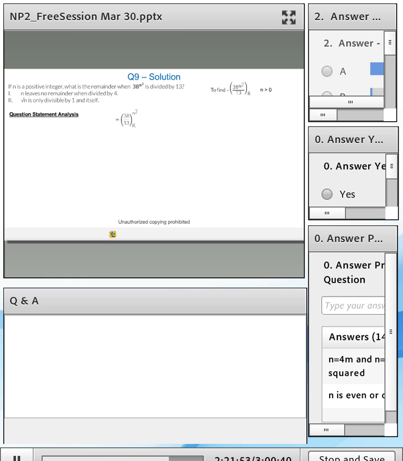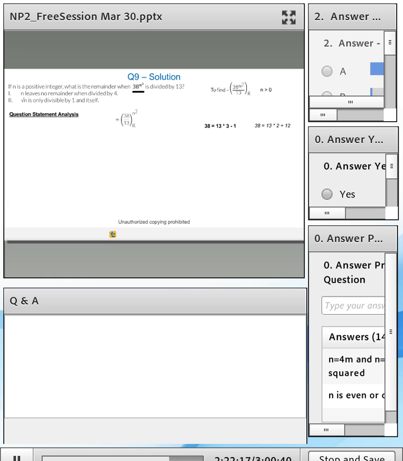So essentially what the question needs us to find out is, what is the remainder when this complicated looking number is divided by 13? So you process it. Okay, this number is divided by 13, that's the remainder. So I can apply my conceptual understanding and I can simply divide 38 by 13, get the remainder, and then raise that to the power n squared. That's my conceptual understanding, right?